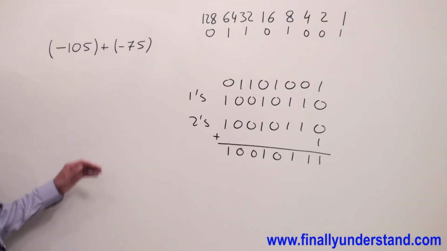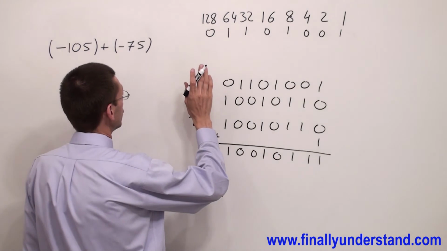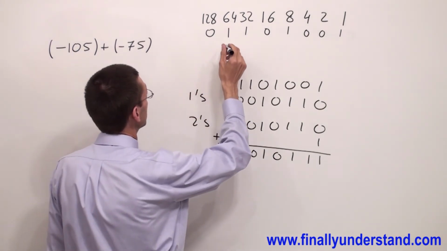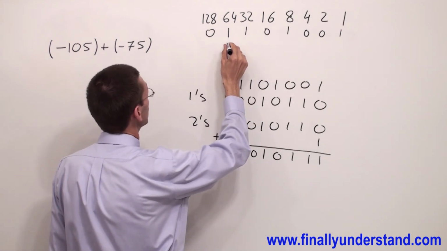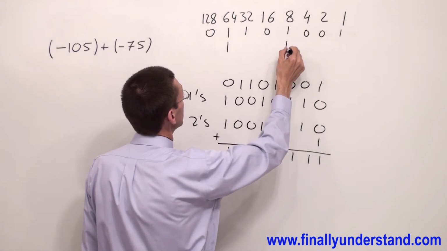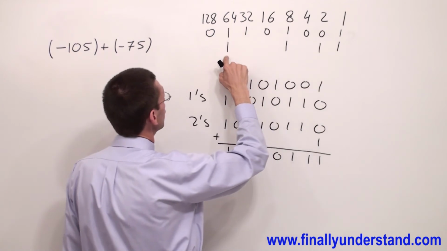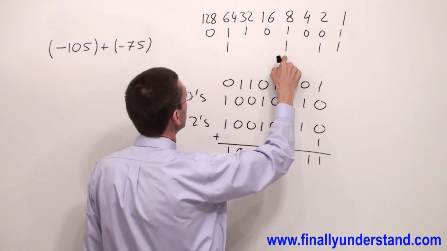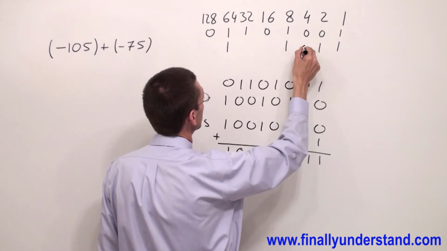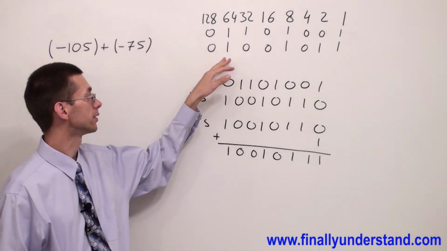This time we're supposed to find negative 75. In order to do so, we're supposed to find positive 75 first. 75 you can build from 64, 8, 2, and 1. 64 plus 8 gives me 72, plus 2 is 74, plus 1 is 75. So this is my positive 75.